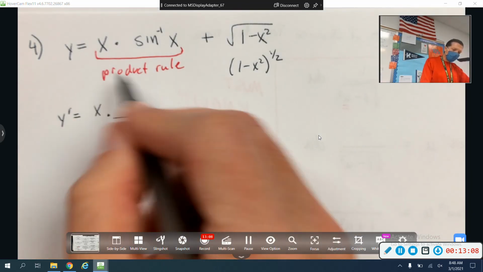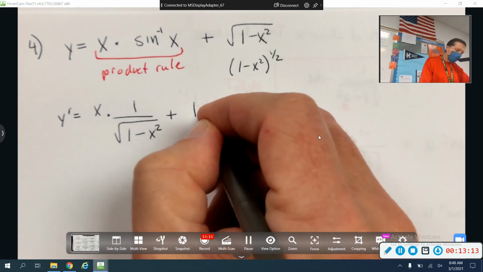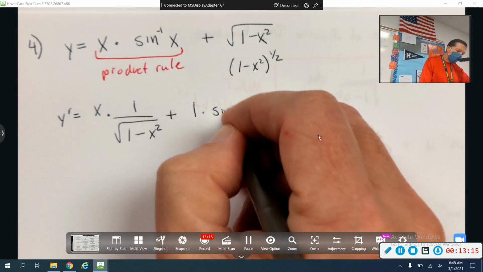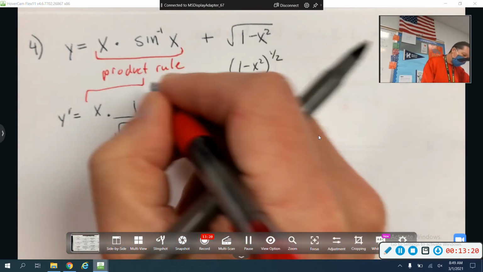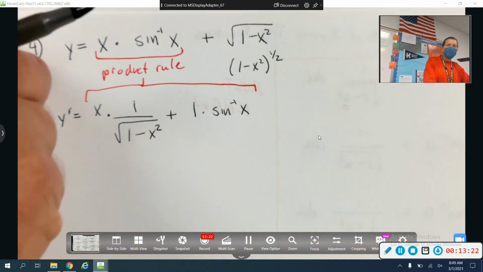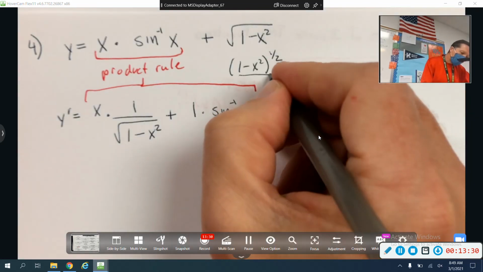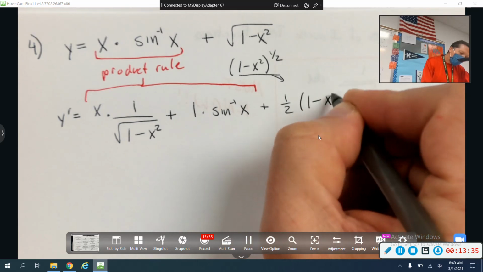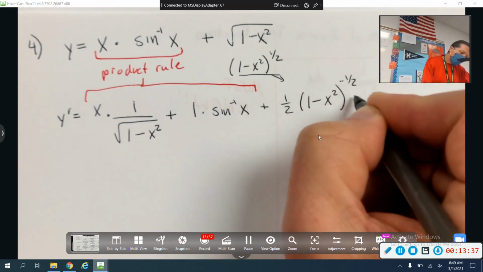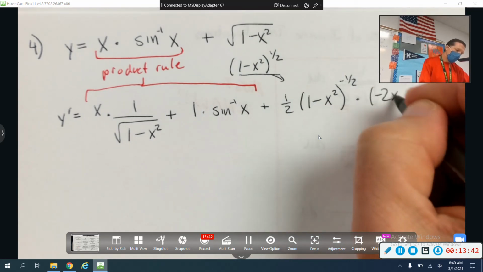Plus, so I'm still working on the product rule here. The other way would be the derivative of x, which is 1, times inverse sine. All of that is the product rule. Then we can't forget this last part over here. Plus 1/2, 1 minus x squared to the negative 1/2. Chain rule times negative 2x.